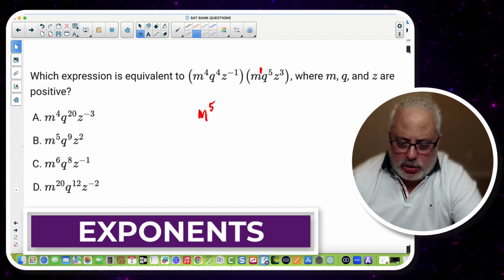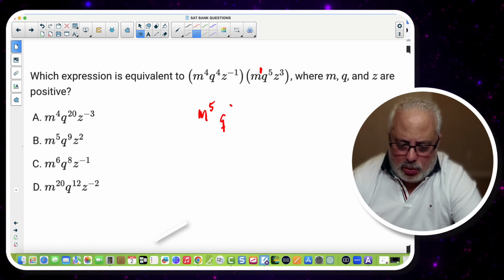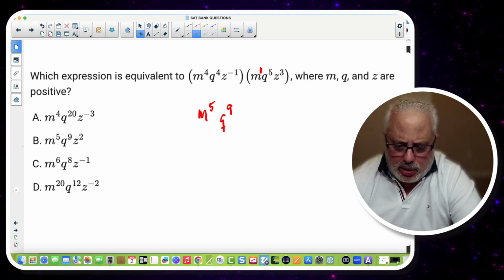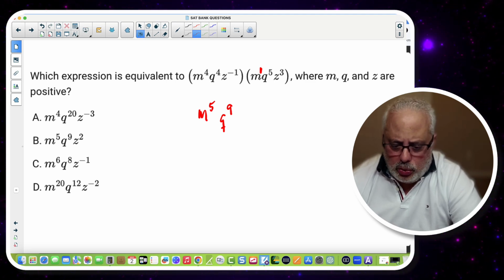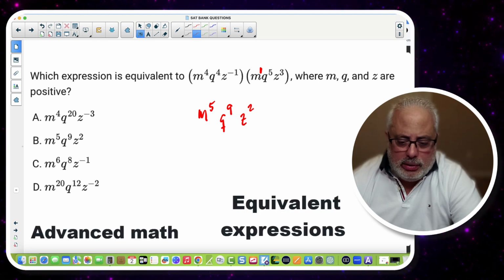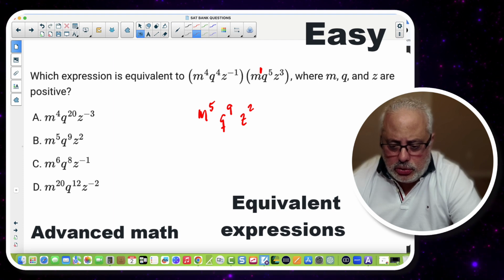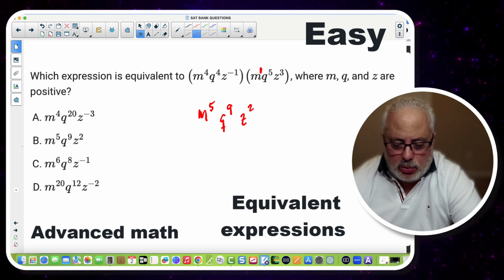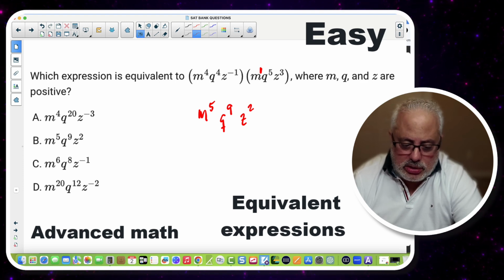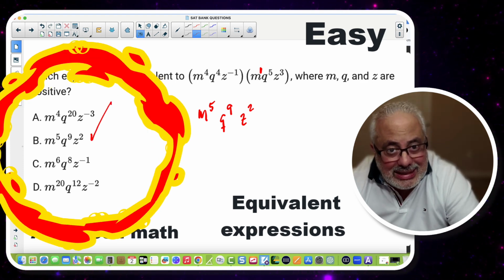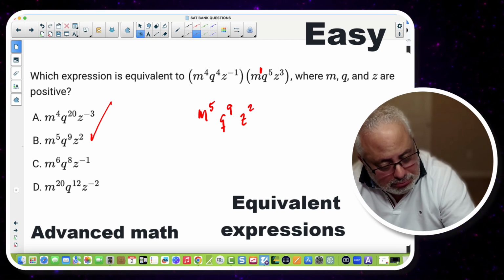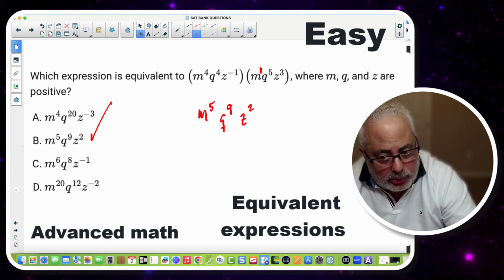Q to the 4 and q to the 5 is q to the 9 power. You add exponents. And z to the negative 1 and z to the 3rd power is negative 1 plus 3, which is 2. So m to the 5th, q to the 9 power, z to the 2nd power. This is the answer. This is advanced math, equivalent expressions. Okay? Skill, 1 out of 3.